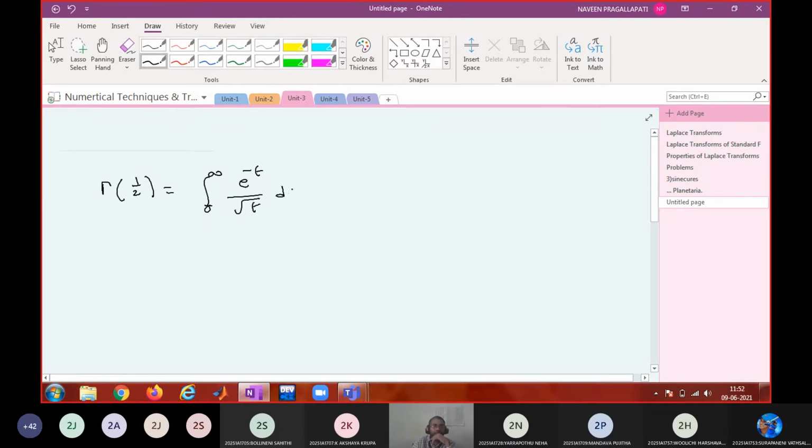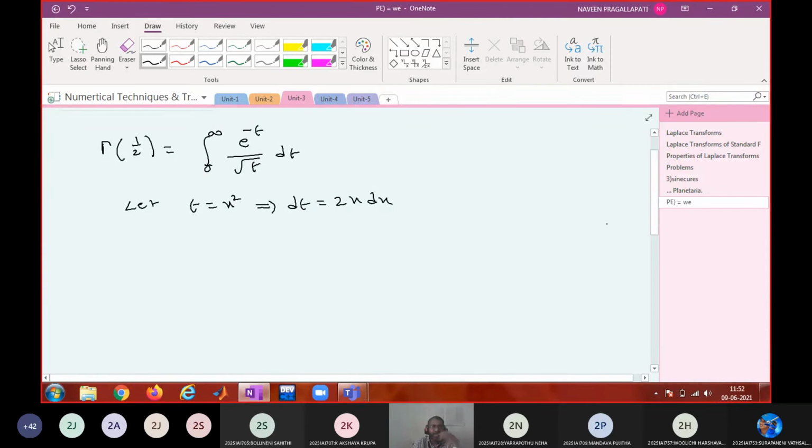So shall we assume t equal to x square, because we have a square root? Naturally, to remove this root, the natural substitution is t equal to x square, right? So dt equals 2x dx. Now listen carefully. I will give you time to copy. Then what will be the limits?